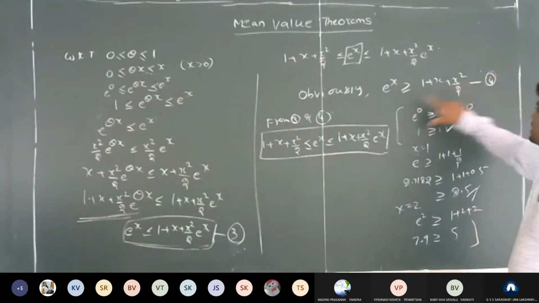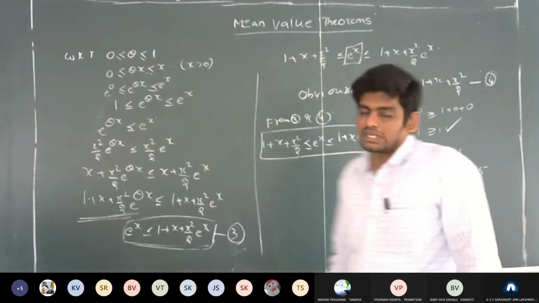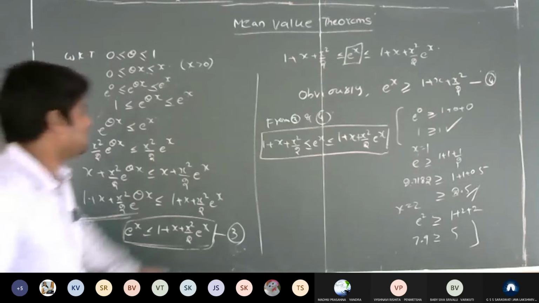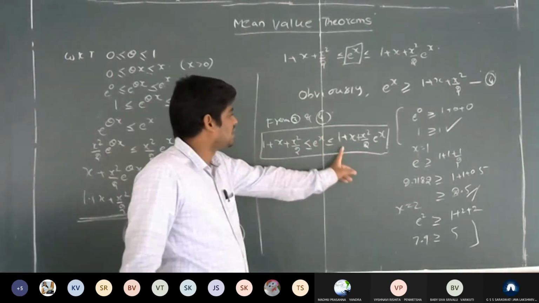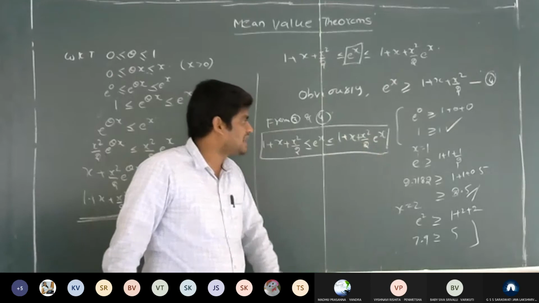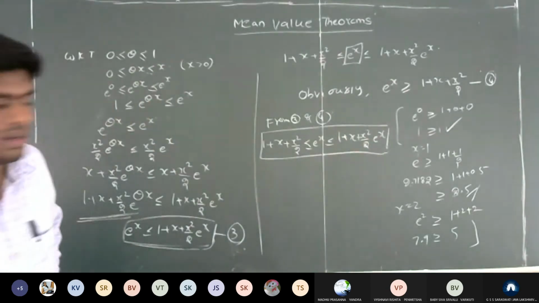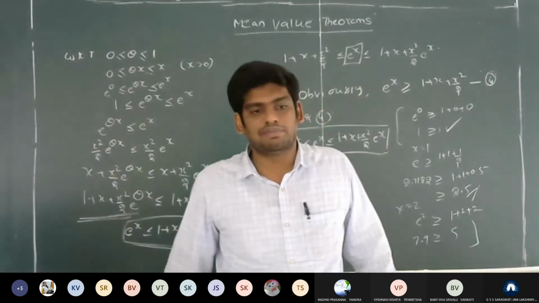So here I am using this result. Based on equations 3 and 4, I concluded the given result, that 1 plus x square by 2 is less than or equal to e power x, which is less than or equal to 1 plus x square by 2 into e power x. So that is the given problem. It is also a very easy one, and a very important one.